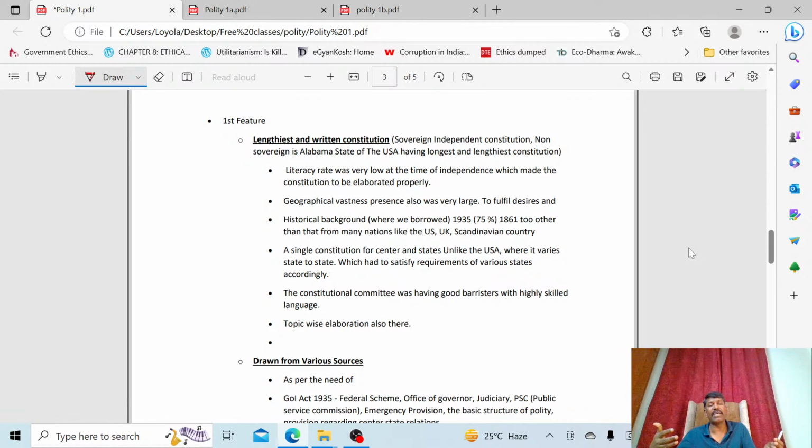So there is a kind of mechanism in future when people become independent and liberated in terms of literacy, they will be able to understand the constitution in a better manner. So elaborations are very necessary. First idea, why it became the lengthiest. Second important thing is the geographical vastness.